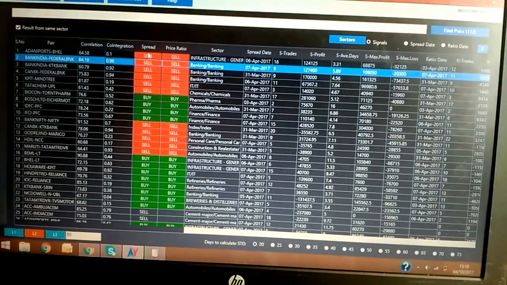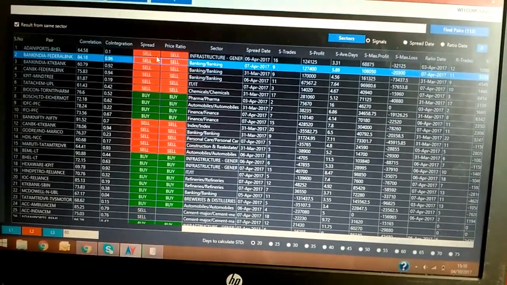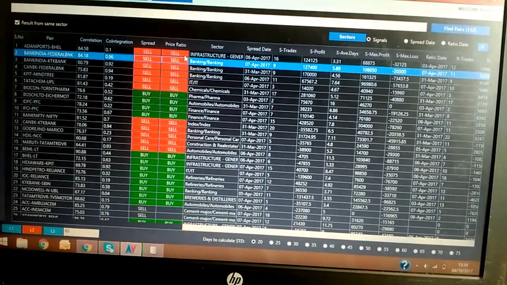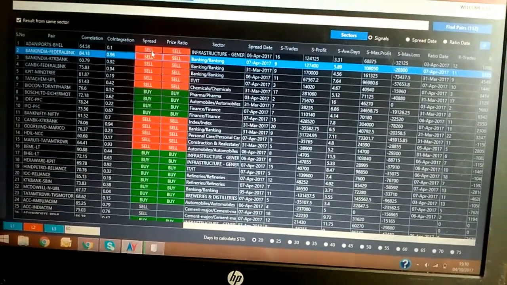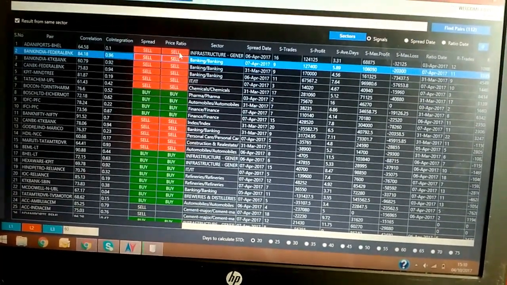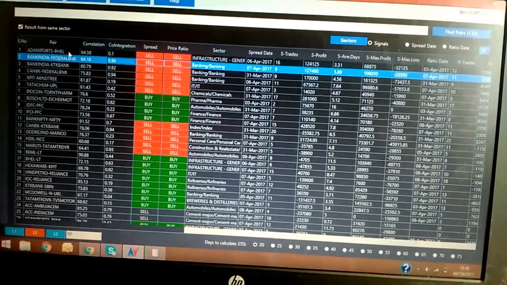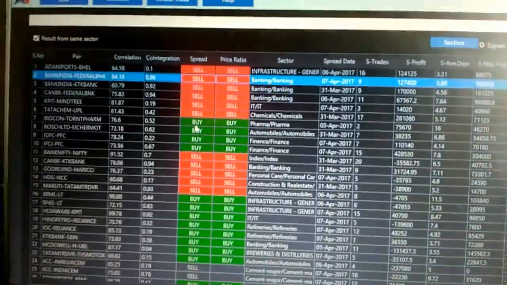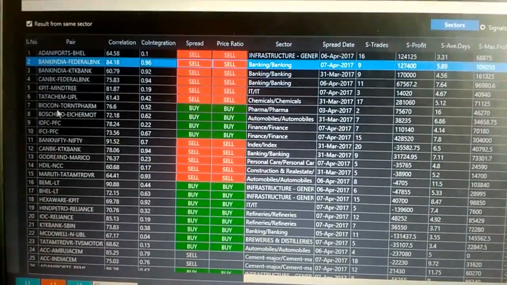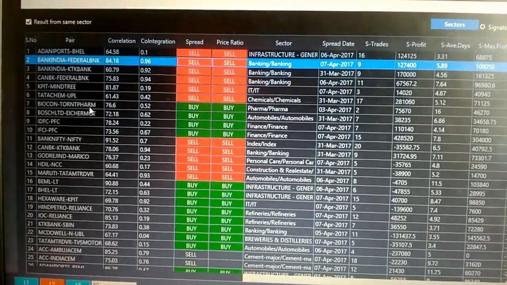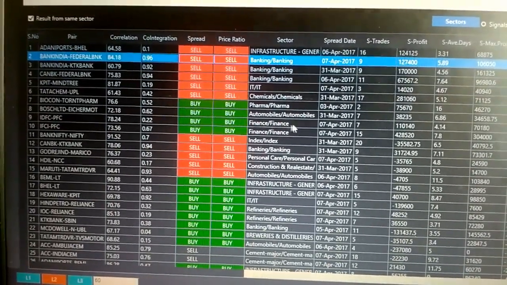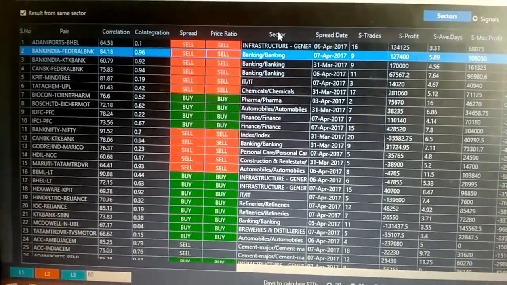Now we have two results: price spread is saying sell, and price ratio is saying sell. So it means you need to sell the first stock, like Adani Ports, and you need to buy BHEL. In the same way, when it is saying buy, you need to buy Biocon and you need to sell Torrent Pharma. And this is sector wise.